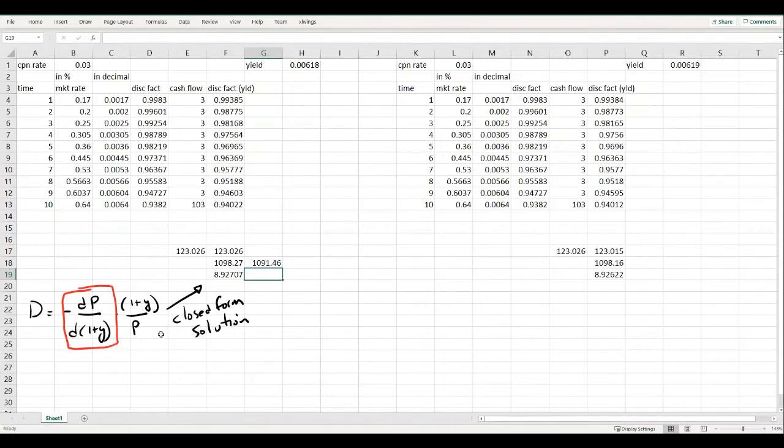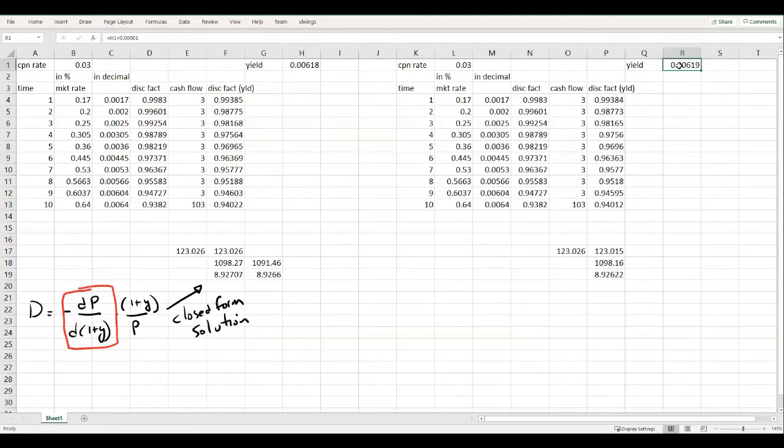Now the second step is to adjust by the price of the bond and 1 plus y. So we take the result that we just calculated, divide by the price of the bond, which is 123.026, and then multiply by 1 plus yield. Now we have a duration of 8.92 years. As you can see, this is very similar to the one that we calculated before using the closed form solution.